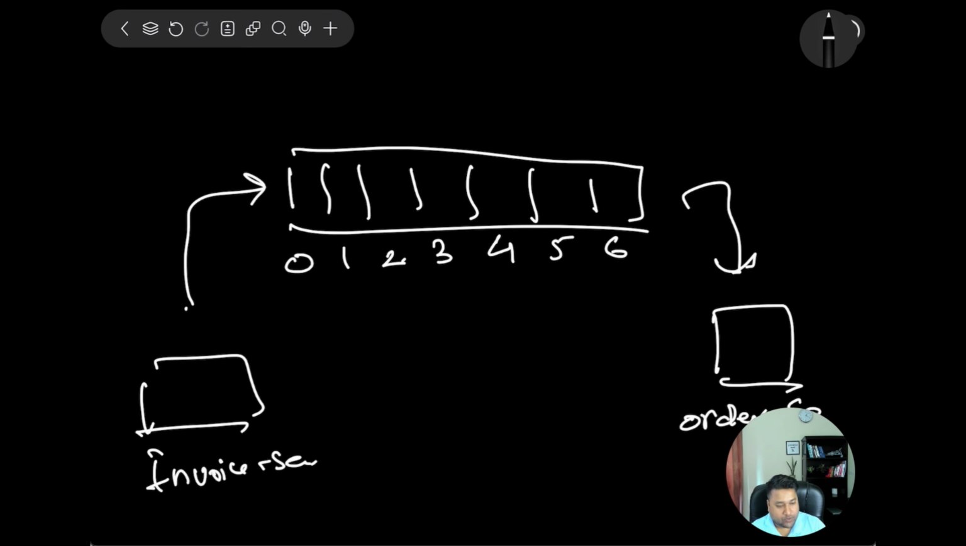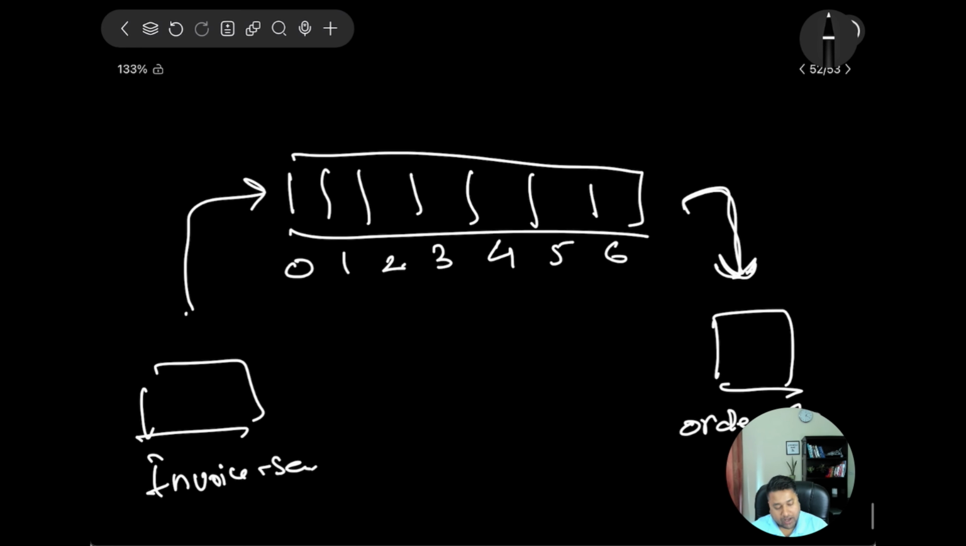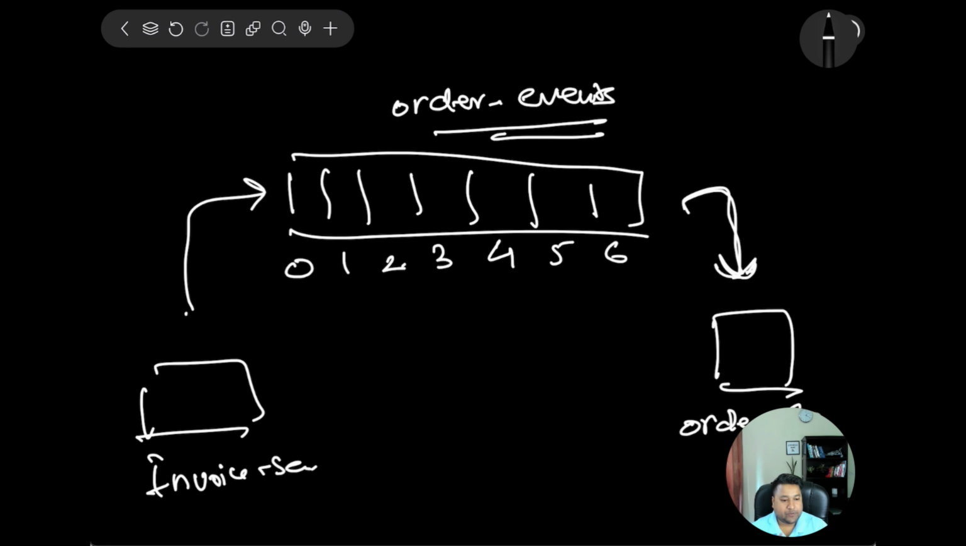Now in this scenario, think from the problem perspective. Let's say the name of this topic is order events. Every time an invoice is generated, it creates an event and sends it to this topic, the order event topic. The order service wants to consume the event, and it will consume it from order events. So order will know, okay, this is a new order, I will have to process it.